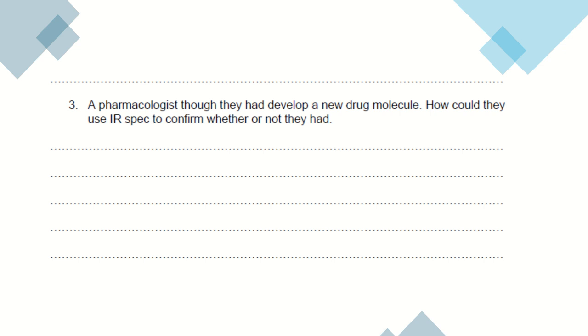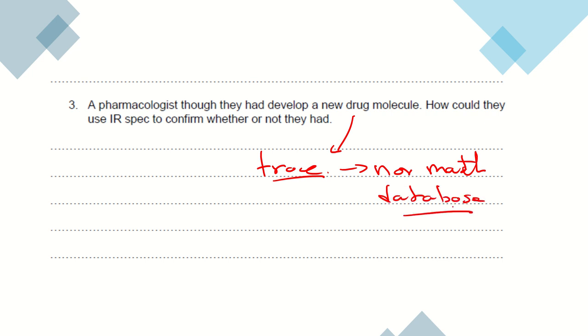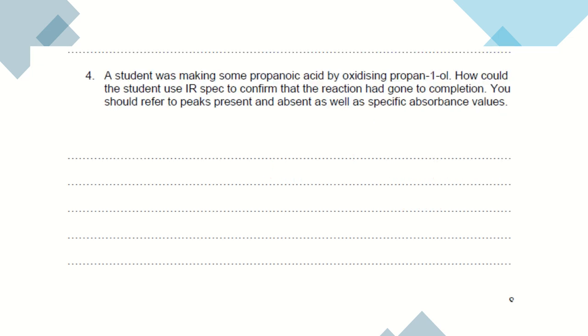Right, a pharmacologist thought that they had developed a new drug, a totally new molecule. You've got to use IR spec to confirm whether they had or not. Basically you run the spec and obtain the trace, and if it's a completely new molecule there will be no match on the database for that molecule, no match whatsoever.